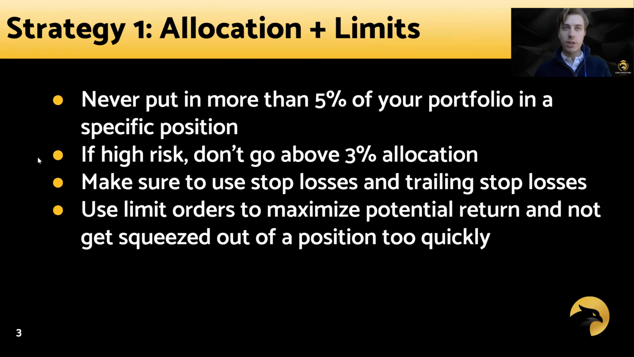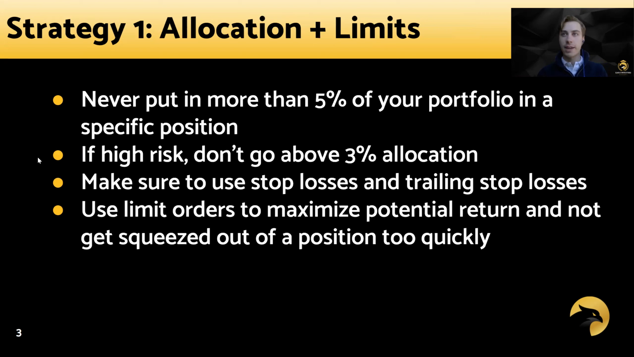So the first key strategy is obviously allocations and limits. What usually you'll see traders do is never put in more than 5% of their portfolio into a specific position for a kind of normal to high risk trade. For more of a passive strategy, sometimes we'll see 5 to 10%. But for larger accounts, usually what you'll see the most successful traders do on more active trades and high risk trades is actually stick to the 1% rule. So nothing more than 1% of their total capital to be put into a single trade.